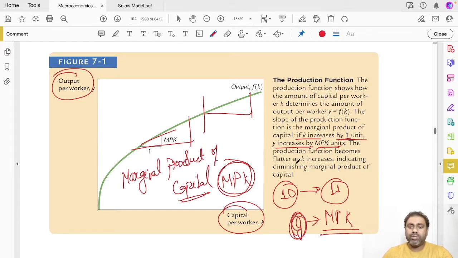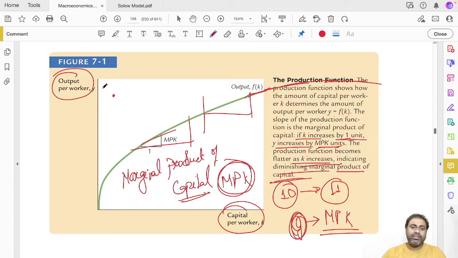The production function becomes flatter as K increases, implying diminishing marginal product of capital. Why does it become flatter and flatter? At a point, if we extend it, it might become a horizontal straight line. This shows that if you keep on increasing capital without increasing labor, there are diminishing marginal returns. There are two factors of production, labor and capital. If you keep on just increasing capital, there might be some change in your output, but the change in output will keep on decreasing.